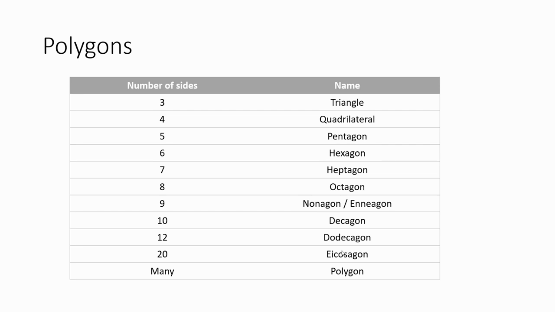a figure has got. So pentagon, Greek for 5 is penta. Hexagon, Greek for 6 is hex. Heptagon, because the Greek for 7 is hepta, and so on. Octagon, nonagon or enneagon. A decagon, a 12-sided figure is called a dodecagon. A 25-sided figure is called an icosagon, and a many-sided figure is just called a polygon. Poly means many.